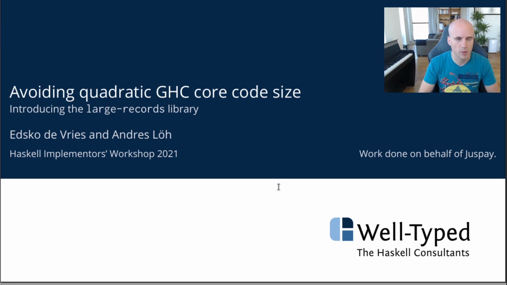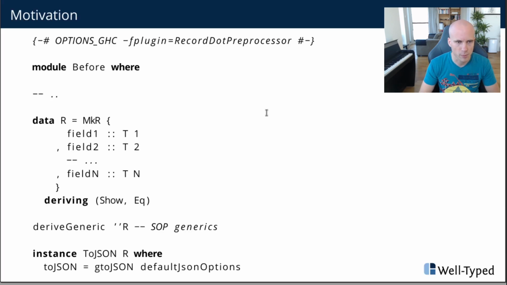Today I want to talk a little bit about sources of quadratic core code size in GHC. And this is work that I did with my colleague Anders Leu on behalf of JustPay.